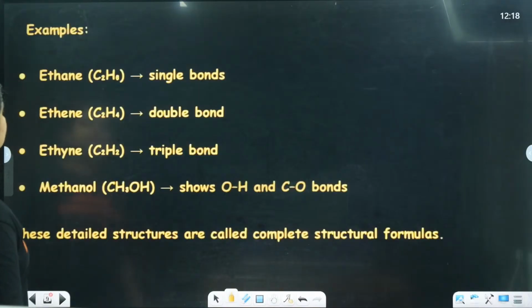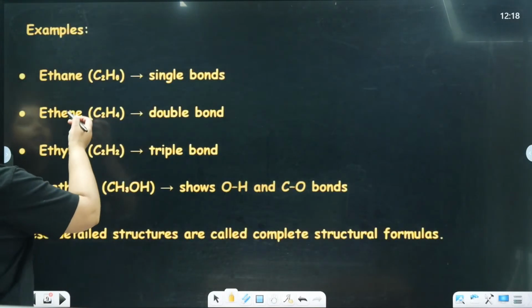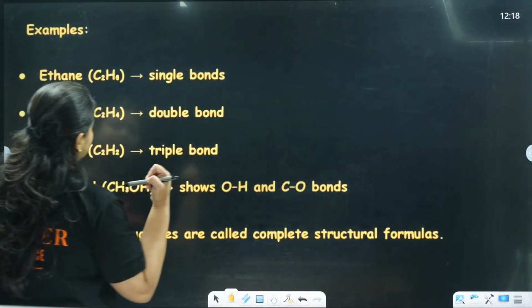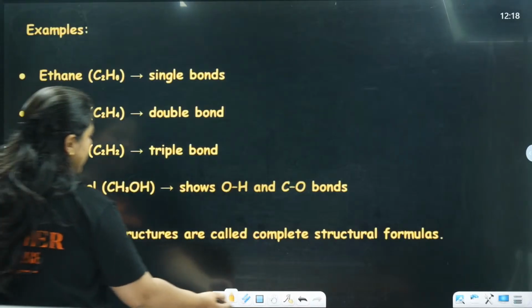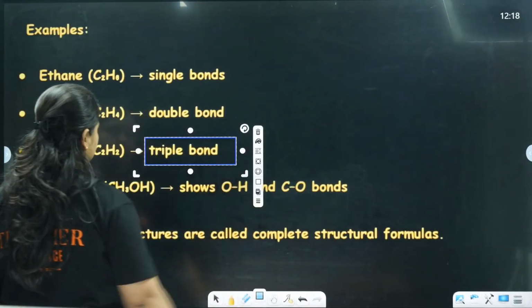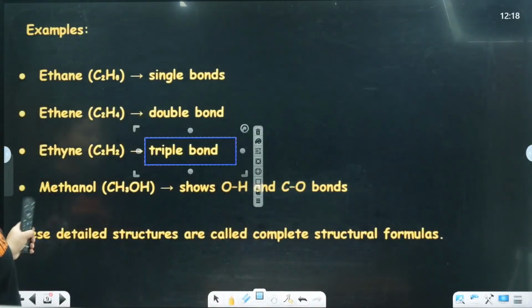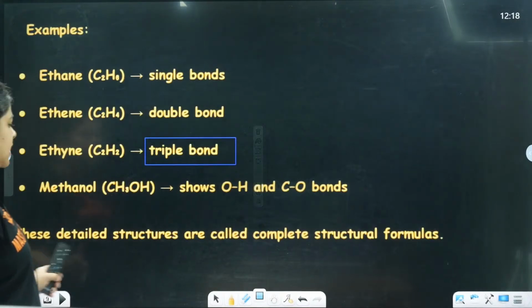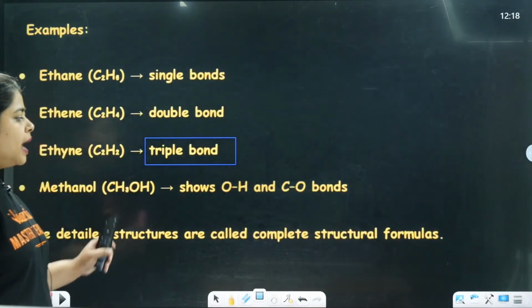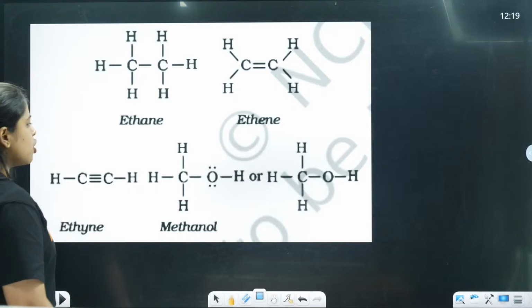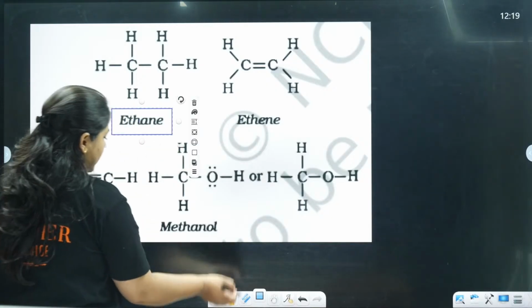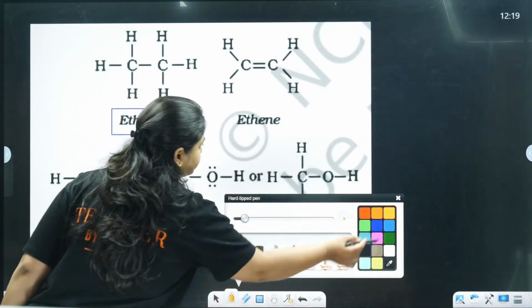Clear? Next, examples we can take are ethane, that is going to have single bonds itself. Ethene, that is going to have a double bond, so in between there will be a double bond present. Ethyne, there a triple bond will be present. So like that only, a few examples they have given. These detailed structures are called complete structural formulas. Clear? So this is the complete structural formula. You can just observe what is present in ethene.